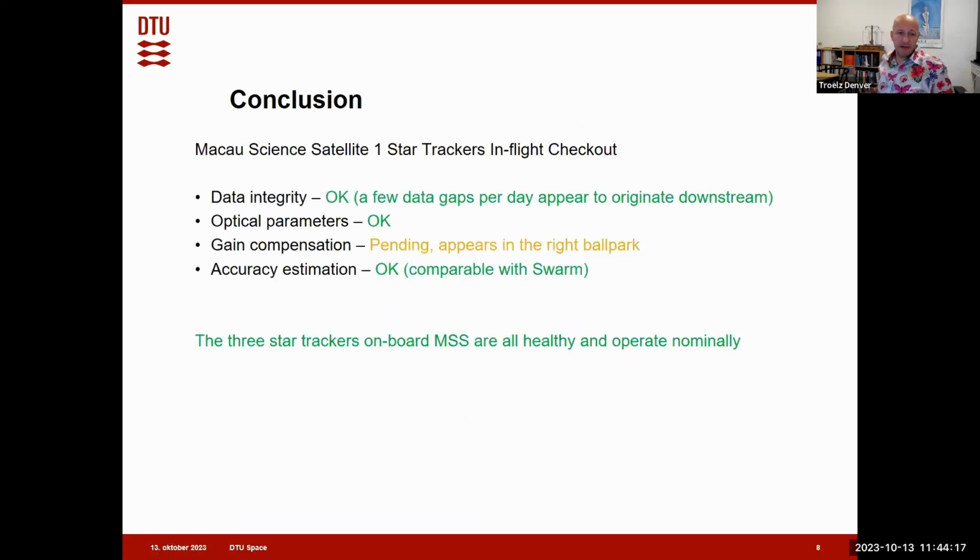So that leads me to a summary for the in-flight checkout. Data integrity looks okay. Again, I strongly assume that these 1 second gaps are some kind of ground processing artifacts. All optical parameters are within expectations. I have a little work to do on the gain compensation, but from what I see here, the settings are definitely in the right ballpark. Accuracy estimation, we compare well to Swarm. So all in all, I'll say the 3 star trackers on MSS are healthy and they behave well. That's all I have. Thanks.